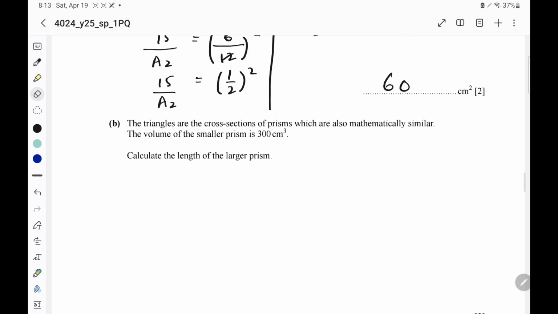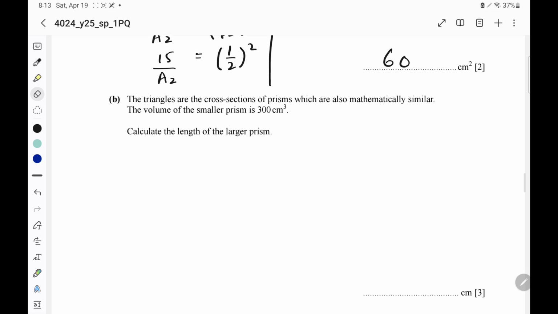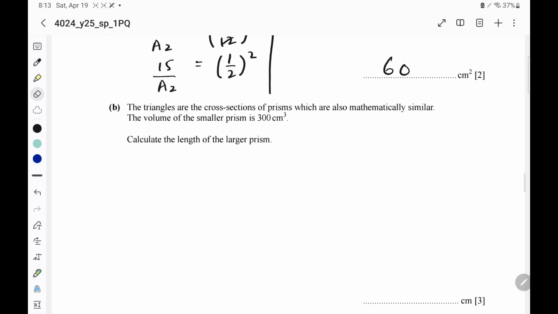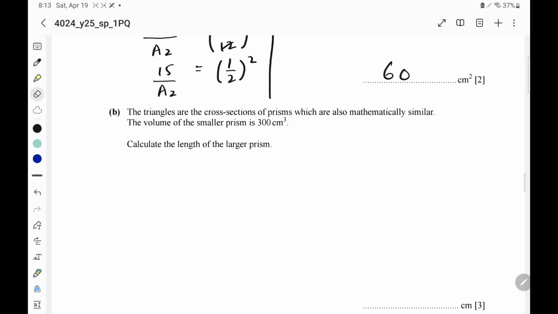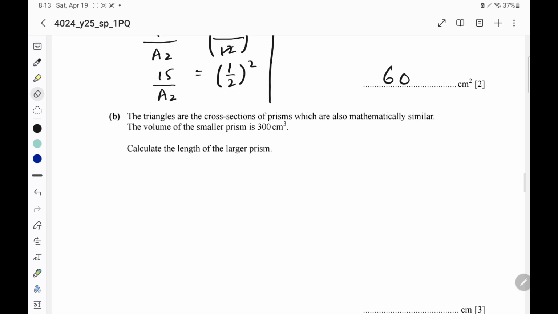All right, so we found the area. The triangles are the cross sections of the prism, which are also mathematically similar. The volume of the smaller prism is 300. Calculate the length of the larger prism. So they gave the volume and are asking to find the length of the larger prism. Prism volume is equal to base area multiplied by height. The area we have already found, and the length of the prism, meaning the height, is required. Let's first calculate the volume of the larger prism.